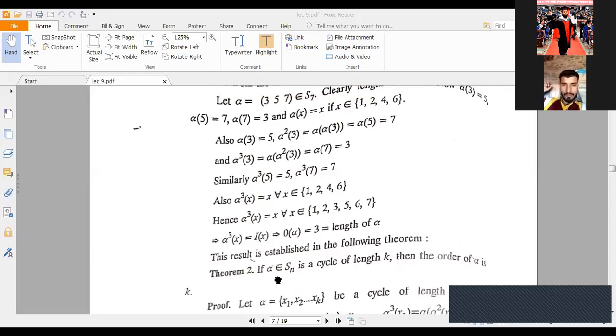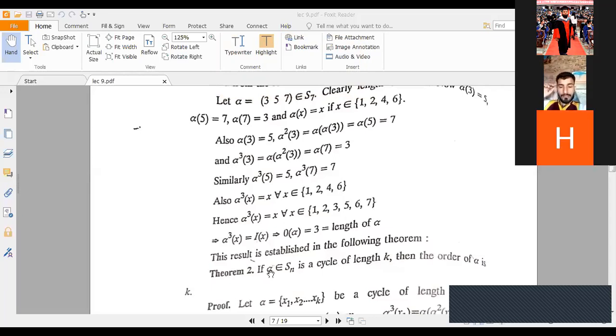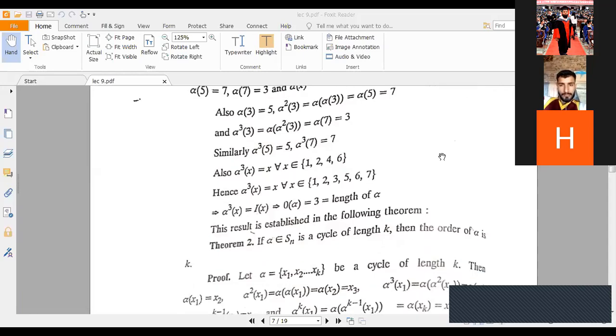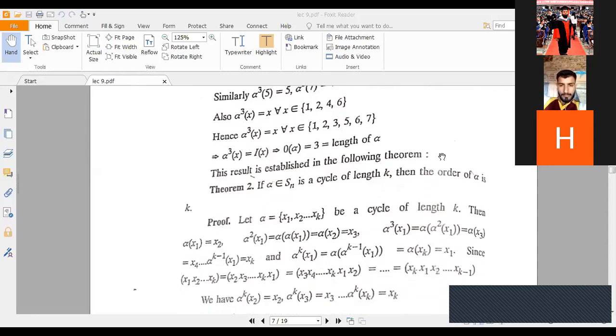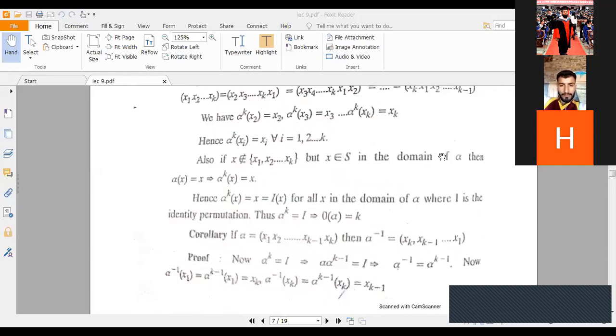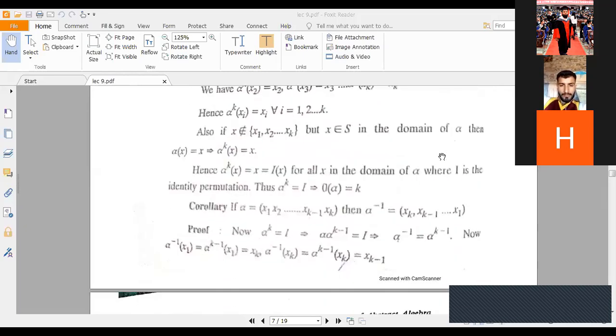If alpha belongs to Sn is a cycle of length k, then the order of alpha is k. That is, if alpha is a cyclic permutation of length k, then the order of alpha is also k, the same. The proof of this theorem is already proved, do it yourself.